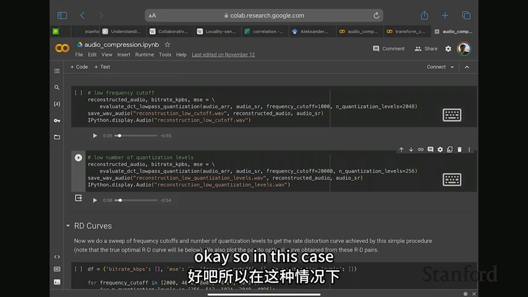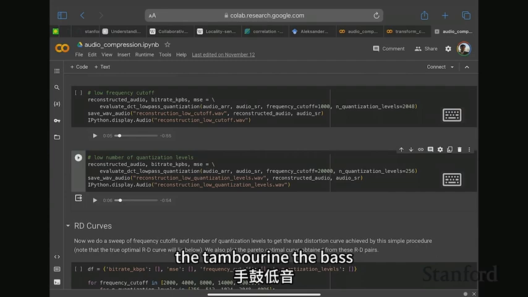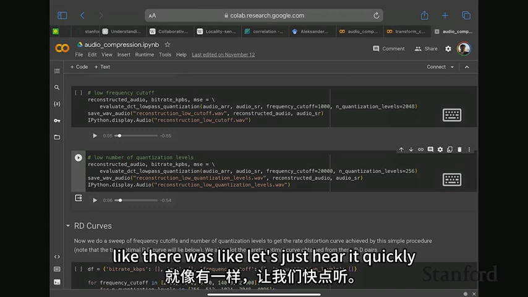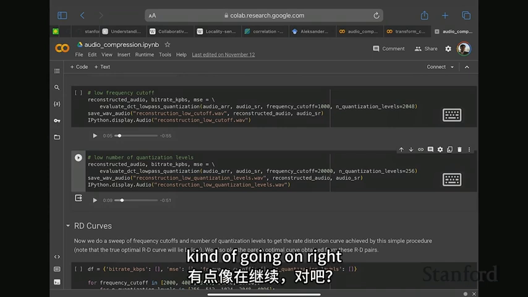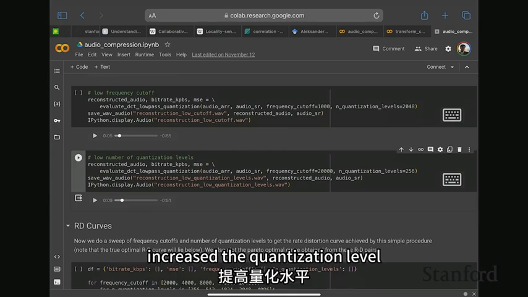Okay, so in this case, you can hear all the instruments and the high frequency stuff, the treble, the bass, but there was a very static noise behind, right? Let's just hear it quickly. No one ever was. It's kind of going on, right? So that's basically being introduced because now you have increased the quantization level.